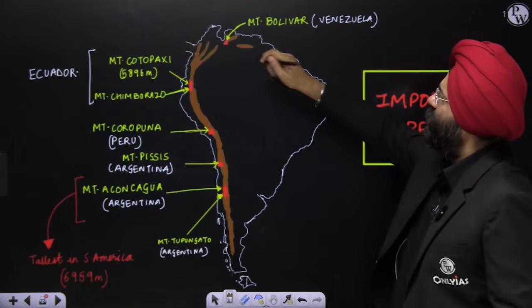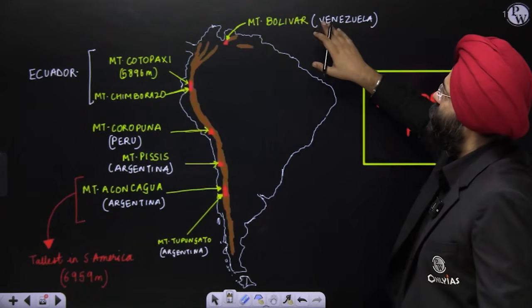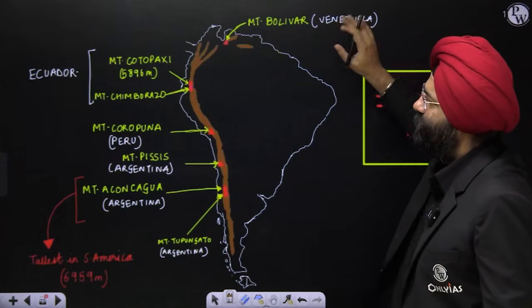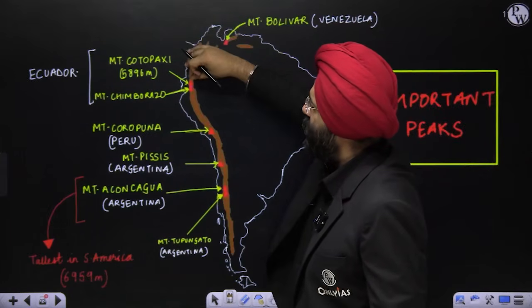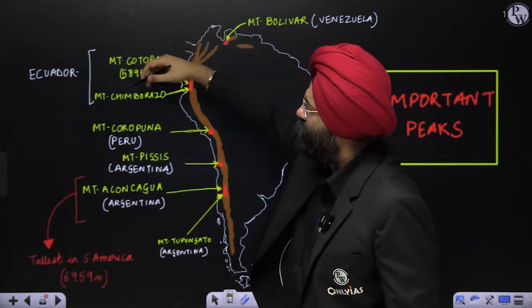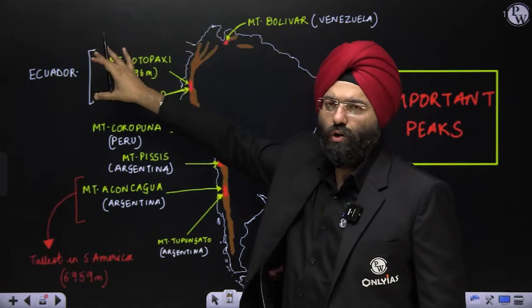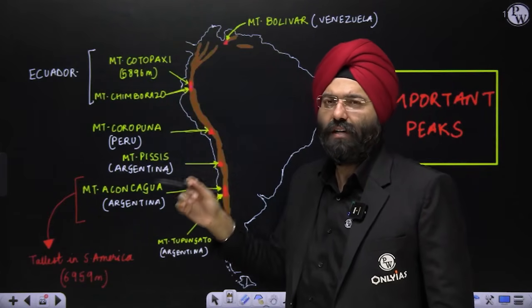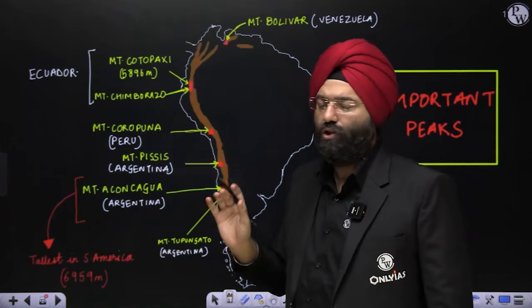See here, over here is Mount Bolivar. It is associated with the country known as Venezuela. If you move further towards the Andes, you will see Mount Cotopaxi, and below that is Mount Chimborazo. They both are present in Ecuador, and both of them have been asked multiple times in your civil services examination.